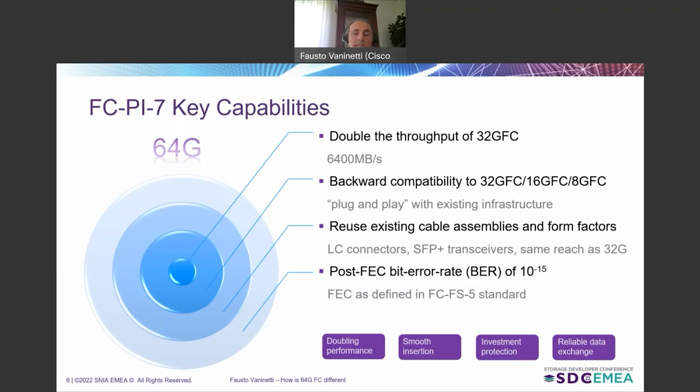In terms of signal quality, 64 gig Fibre Channel delivers something really great. The bit error rate is below 10 to the minus 15. And this is described in detail in another standard, which is not the physical layer standard, and it's called Fibre Channel Fabric Services 5.